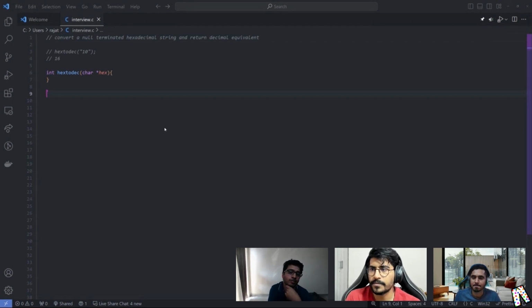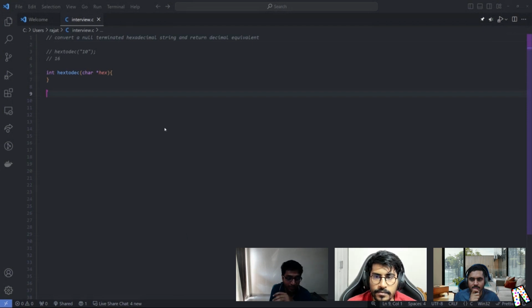So the question is quite a common use case in day-to-day life, and our standard library even has functions for this. But we would like to implement it ourselves. And here's the problem statement for you. So let's say if I give you a hex string which is null terminated, you have to tell me what is the decimal equivalent of it.